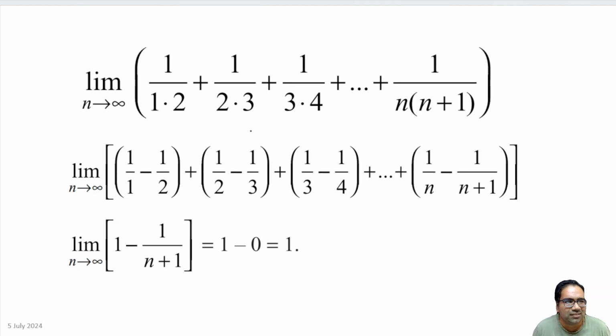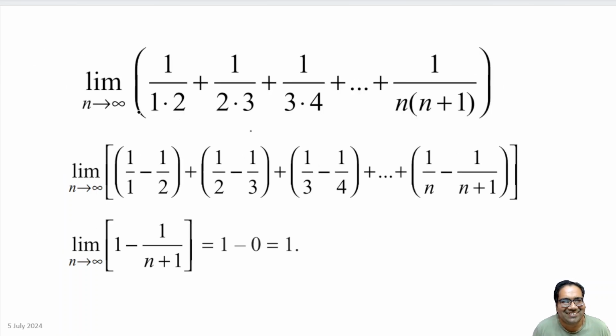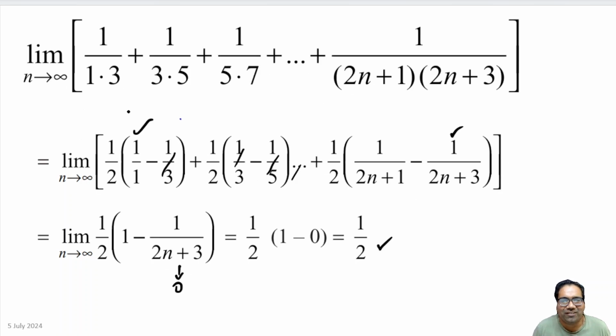Half of this series is equal to this, which is half. Right, guys? This series and this series are very much similar. This is called telescoping series. We have to identify this and show this as difference of two terms so that they cancel each other.